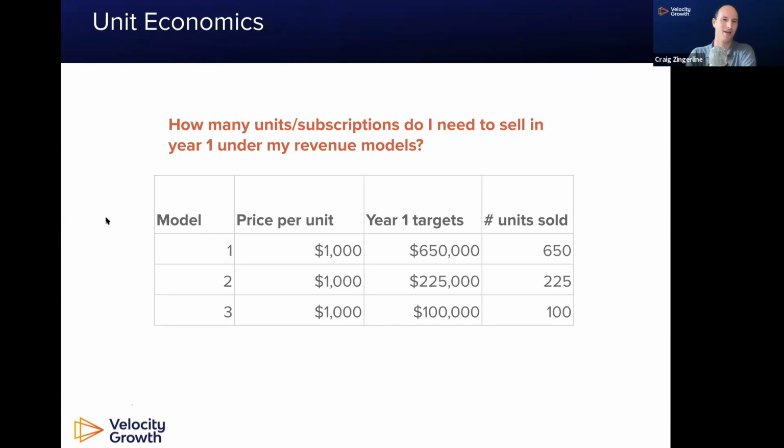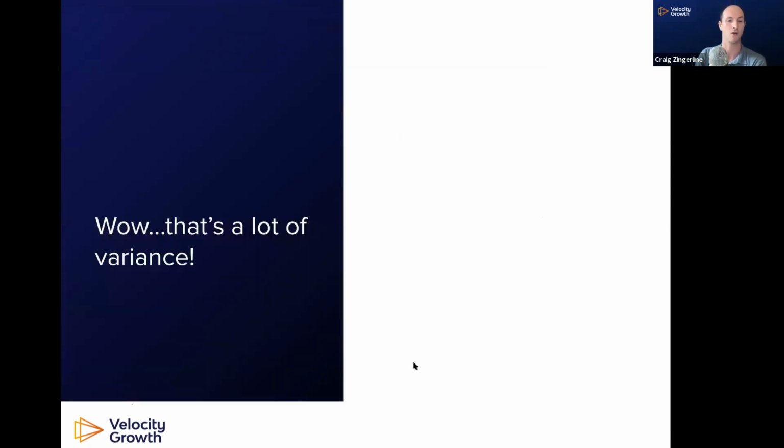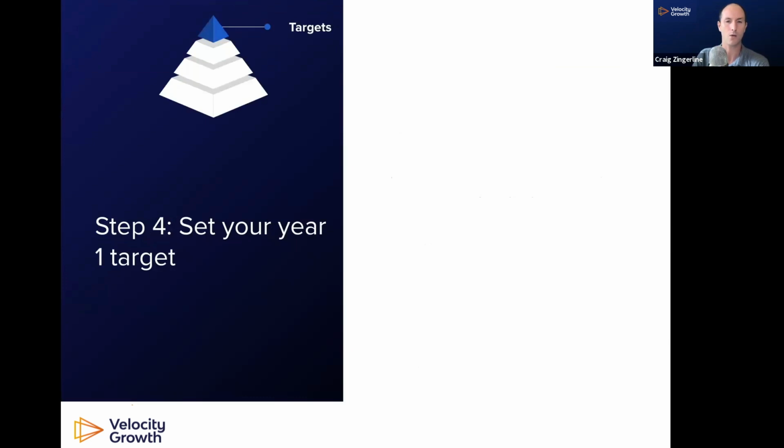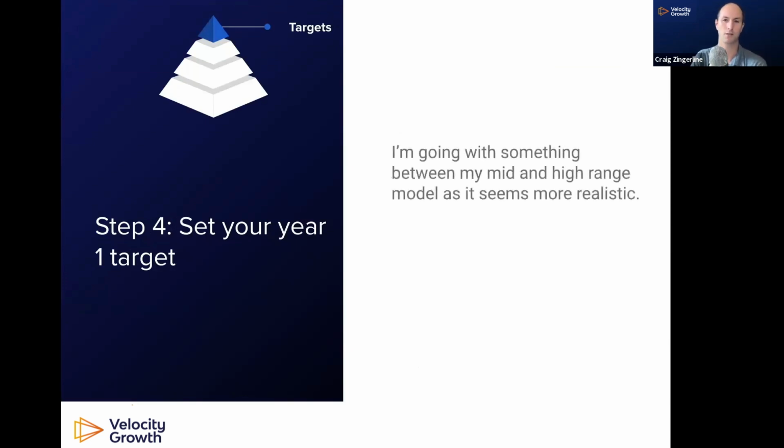There we go. Okay, so I'm going to redo this. So basically in my model, I've got some variance, right? I've got model 1, 2, and 3 that have wildly different units sold to hit the different revenue targets that make my business solvable. And that difference is major, right? So what you want to do is set year 1 targets. I'm going to go somewhere between my mid and high range model because I feel like I could be fairly aggressive with growth.